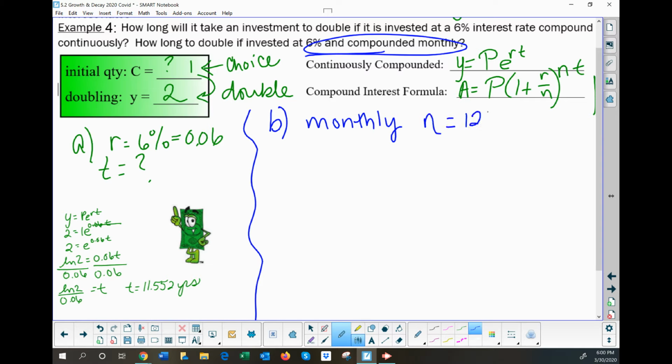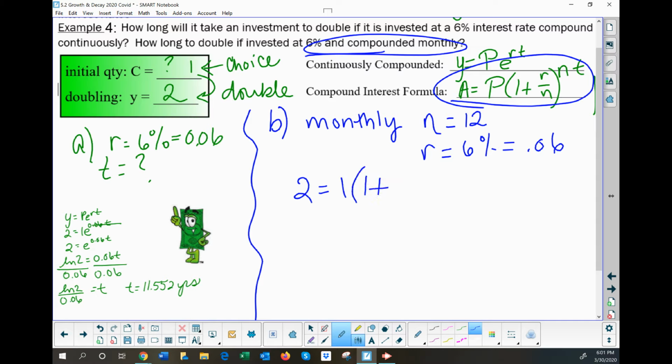So I want to finish with $2 if I started with $1. 1 plus R, which is 0.06 divided by 12 compounding periods. That'll distribute that rate equally amongst all 12 months. And then the number of compounding periods would be 12 times some amount of years.